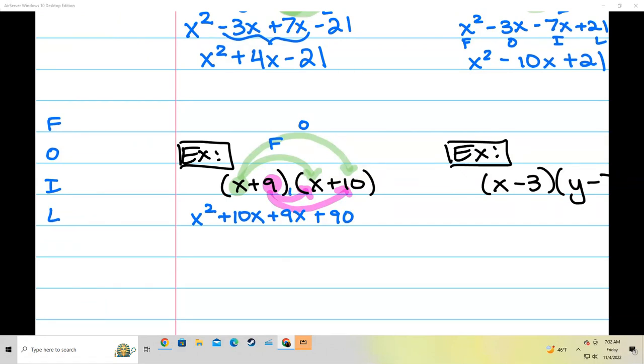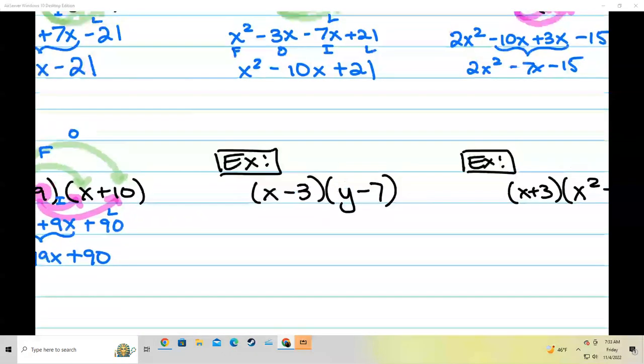Sorry, I forgot to write that. This was the inside two. These are the last two. Now I'm done with my FOIL. Once you're done with your FOIL, you go ahead and combine like terms. 10x and 9x gives you 19x. X squared plus 19x plus 90 is your final answer.